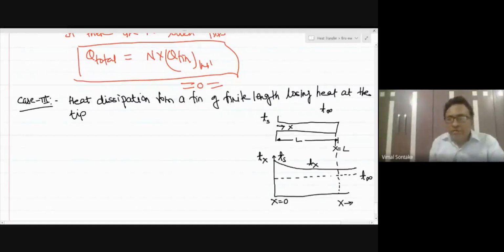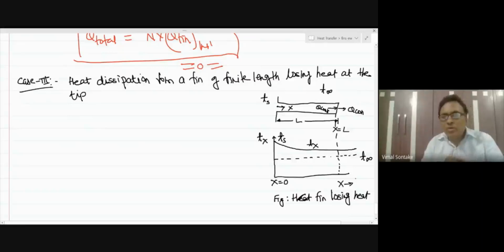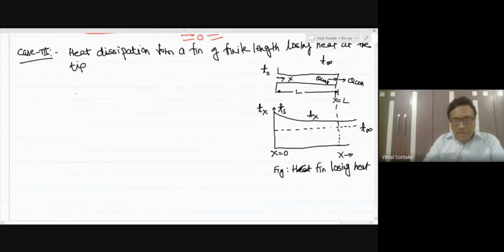So what is happening at this tip of the fin, that is at x equal to L? Heat is conducted and heat is convected. And since we are considering steady state, the rate of heat conduction will be equal to the rate of heat convected out of the fin at the tip of the fin. This is actually case number 3. Title of this figure will be fin losing heat. Now, let us enlist the boundary conditions for this case.